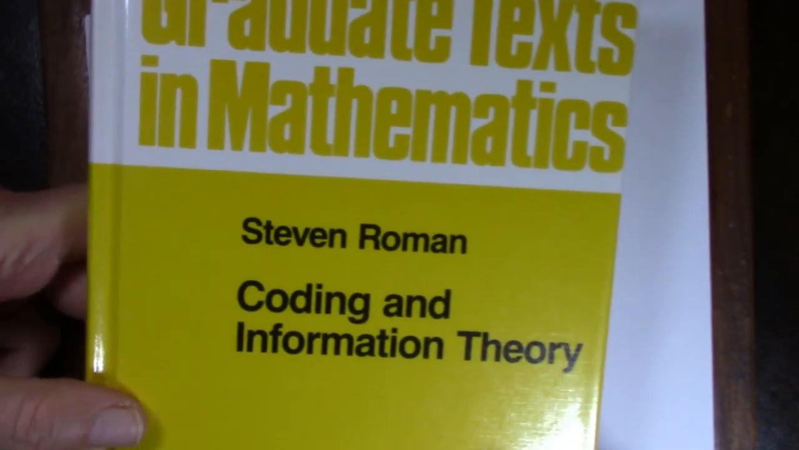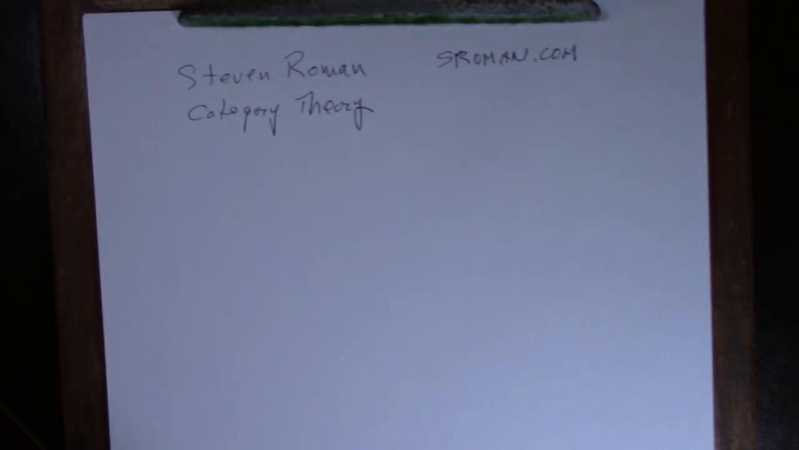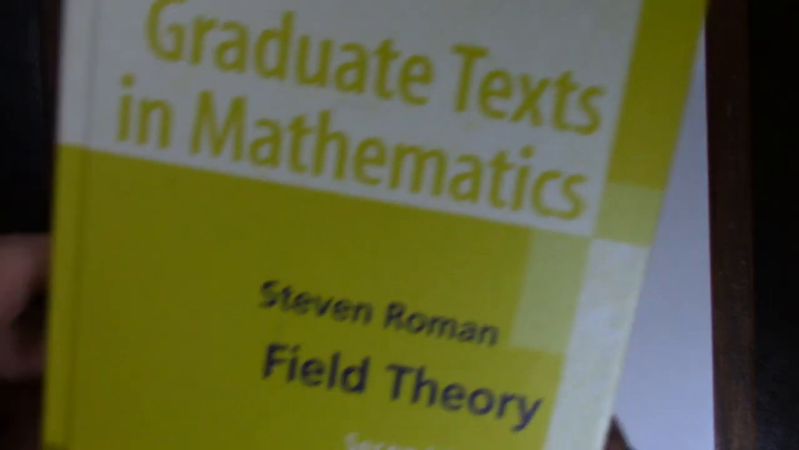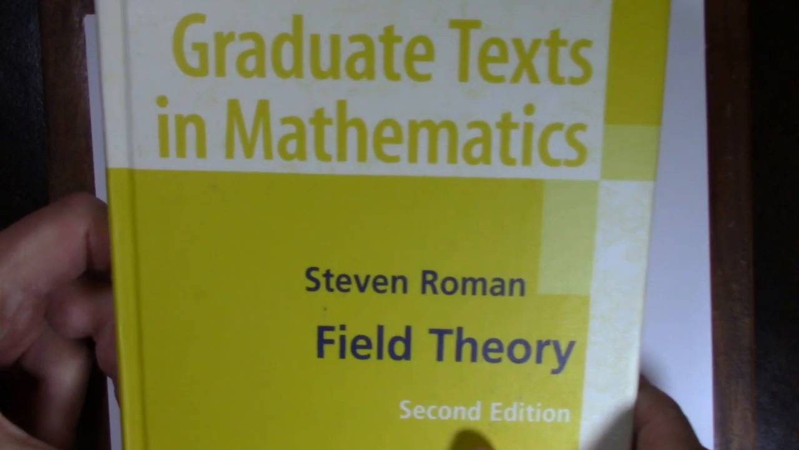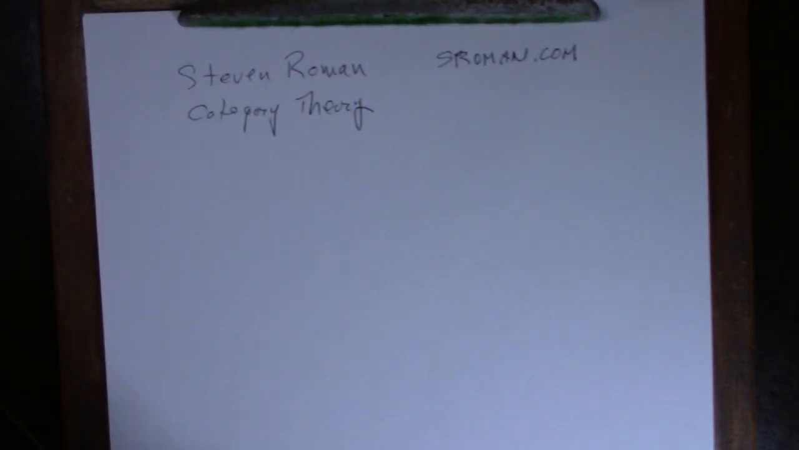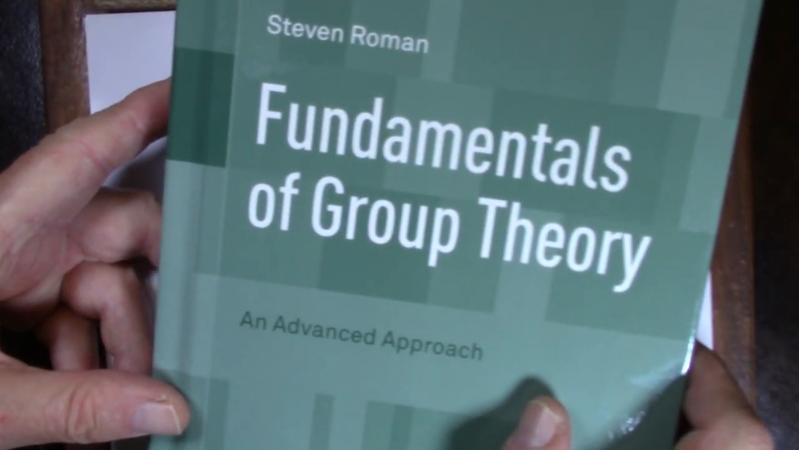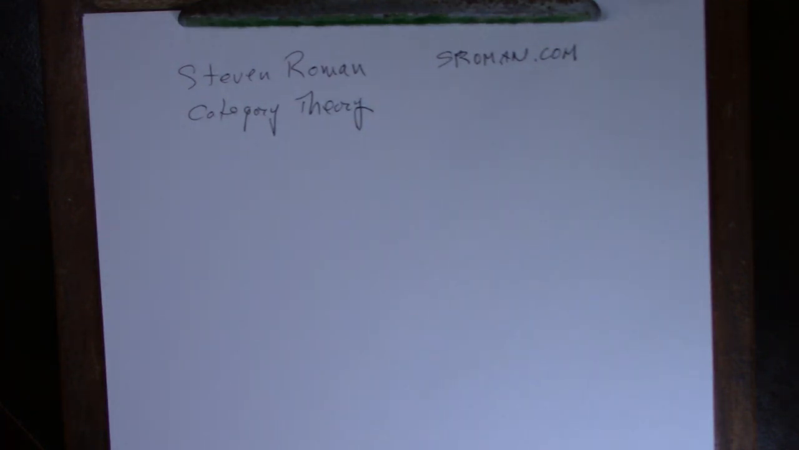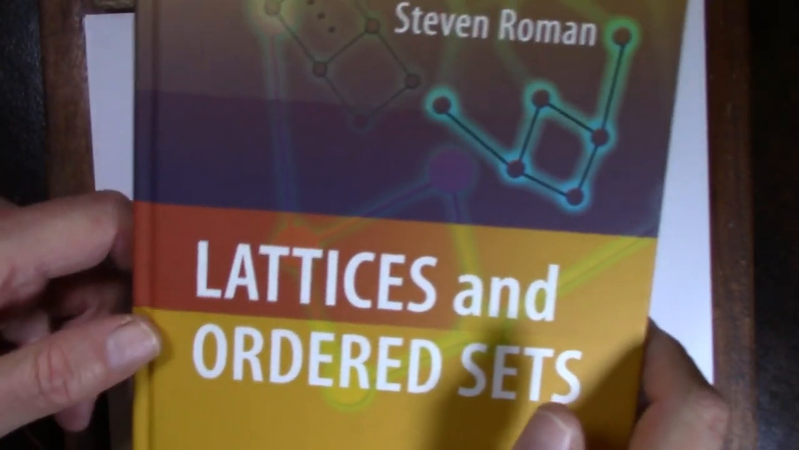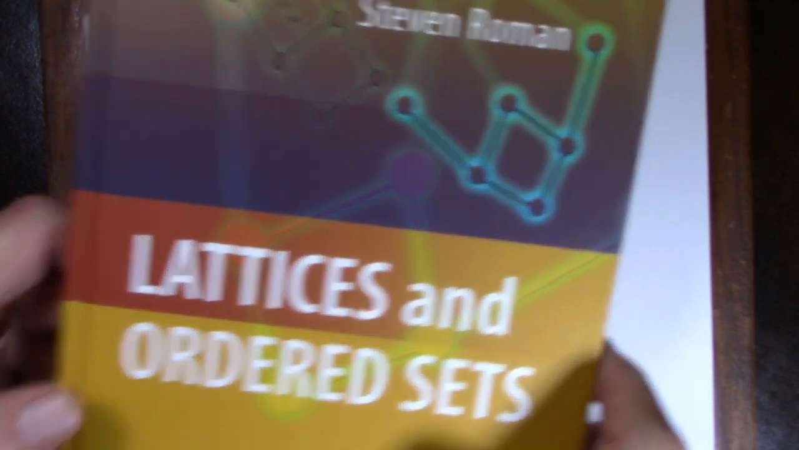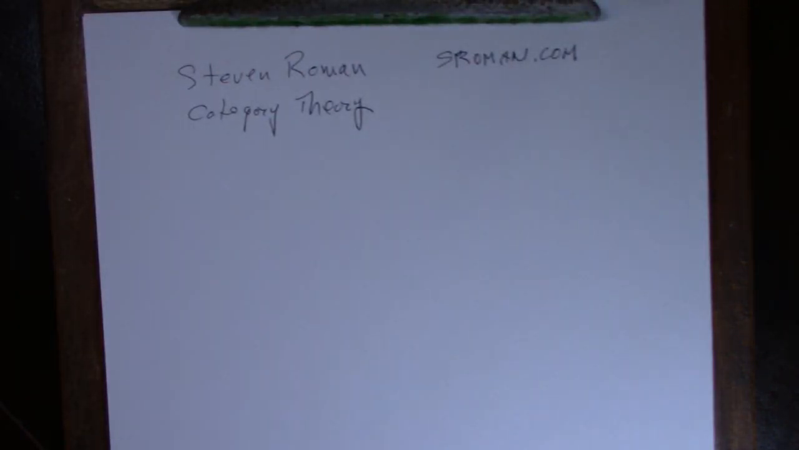Coding and Information Theory. Field Theory. Fundamentals of Group Theory. This is a Birkhäuser publication. All these others are Springer, which amounts to the same thing, I guess, these days. Lattices and Ordered Sets. Those are graduate level books.